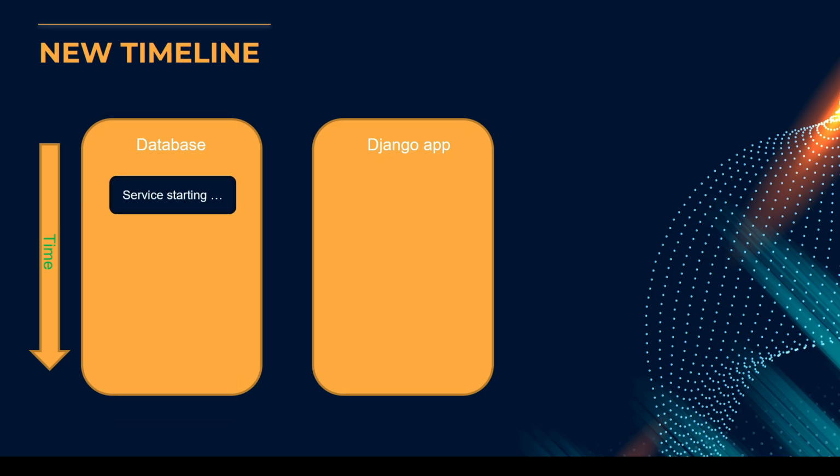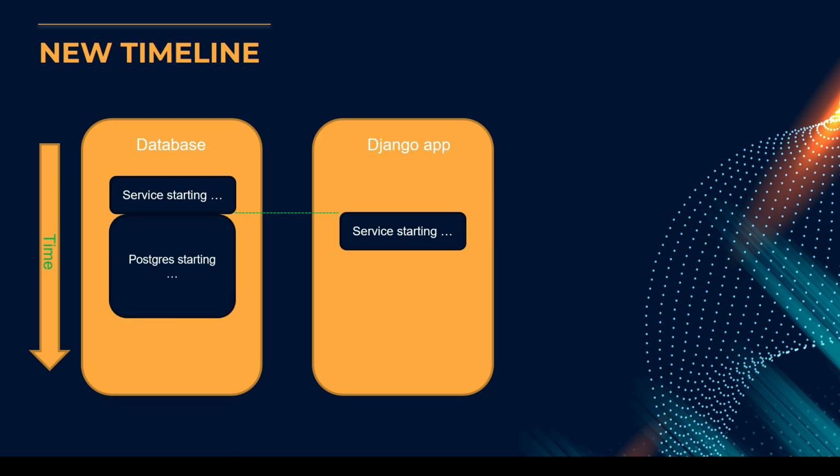So it starts the same as before. The Docker Compose will make sure that the database service starts first. Once the database service is started, it will then start the Django app, and then Postgres is now starting at the same time as the Django app.